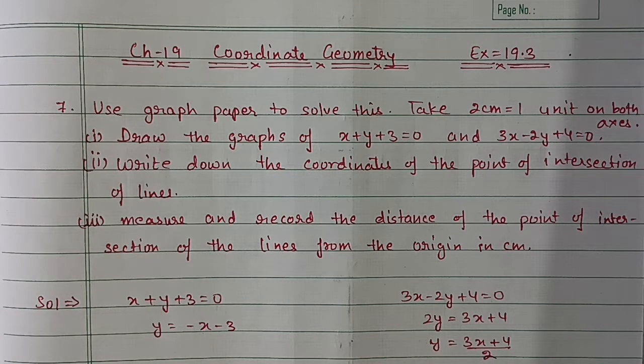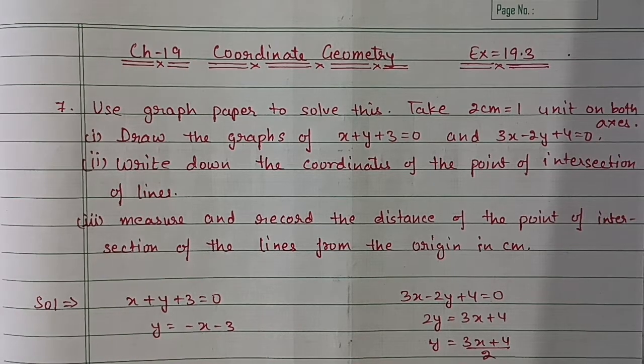Use graph paper to solve this. Take 2 cm equal to 1 unit on both the axes. Draw the graph of x plus y plus 3 equal to 0 and 3x minus 2y plus 4 equal to 0. Write down the coordinates of the point of intersection of the lines. Measure and record the distance of the point of intersection from the origin in centimeters.